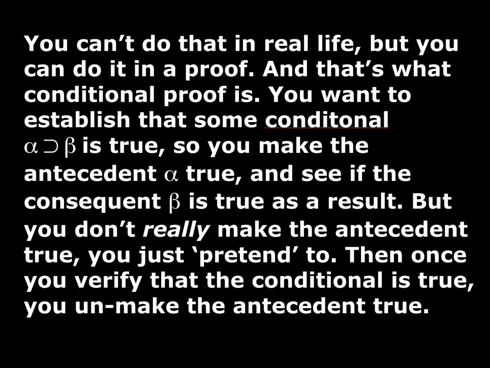Given that you made alpha true, okay? But you don't really make the antecedent true. You just pretend to make it true to see if beta would follow. Once you verify that the conditional is true, you pretended that alpha was true and you saw if beta would become true as a result. You sort of unmake the antecedent true. You acknowledge that that whole part of your proof was just kind of make-believe.